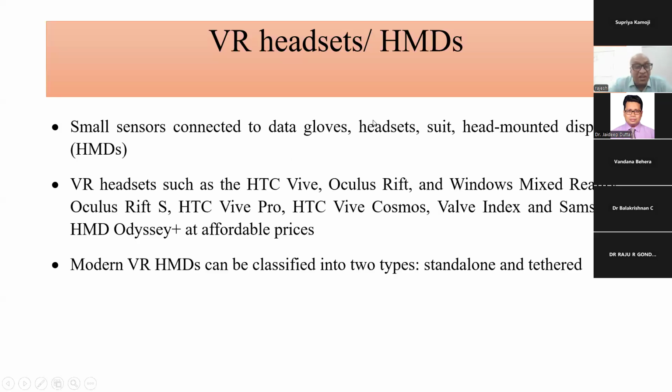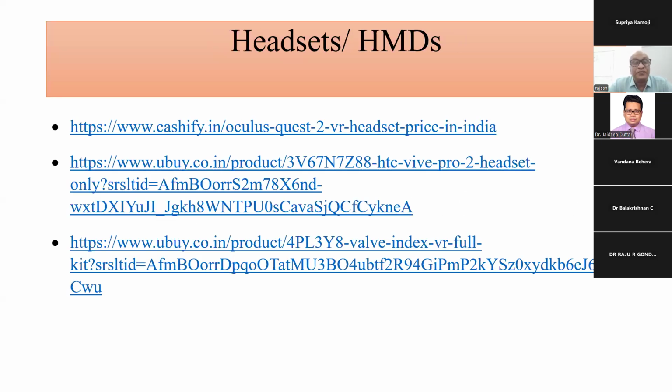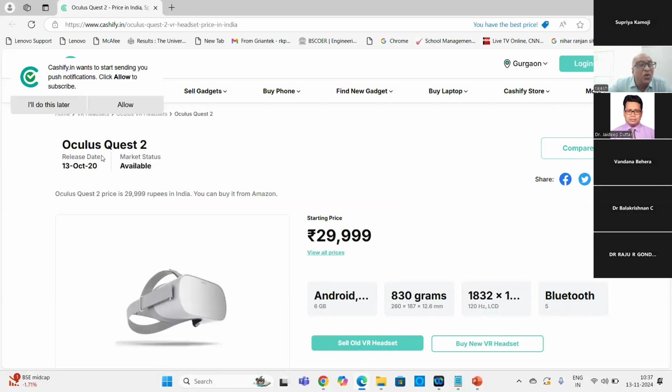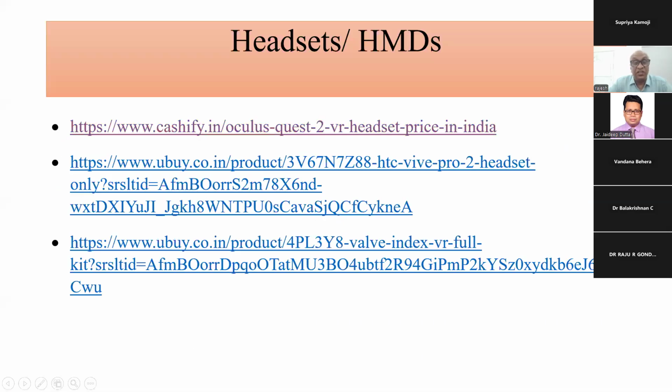So what they say is your head-mounted devices can be of two types. They may be standalone or they may be tethered. I just checked a few. I'll try to open one of them to check whether they are really available in the markets, for example Oculus Quest 2, because the previous Oculus models were stopped, it seems, from 2021. It is visible here, and the cost is mentioned as somewhere around 30,000.